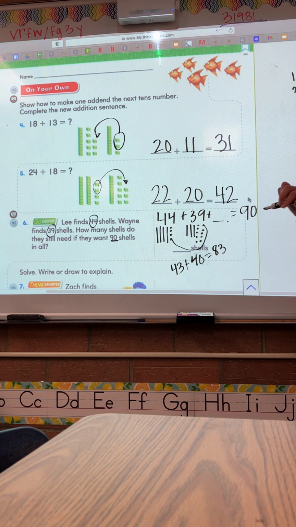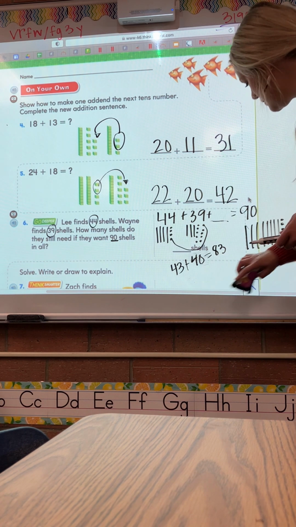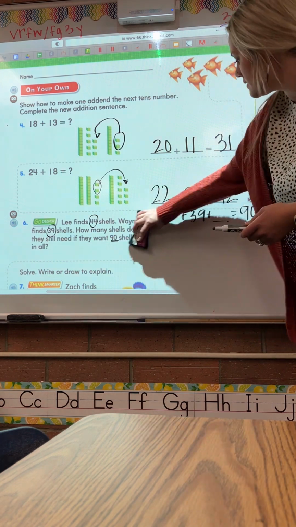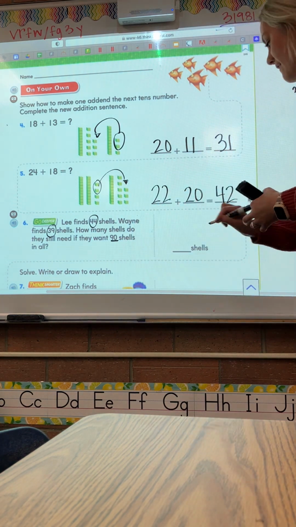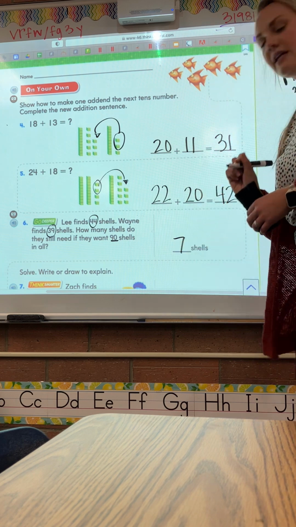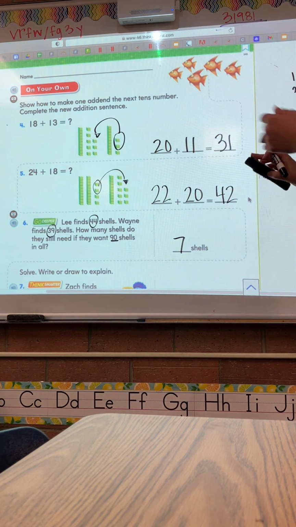I could draw a new quick picture and draw 83. And then I could count until I got to 90. Or I know that after 83, my next friendly number, 10, 20, 30, 40, 50, 60, 70, 80, 90. 3 only needs 7 more. So my answer is going to be 7 shells. They only need 7 more shells in order to get to 90.